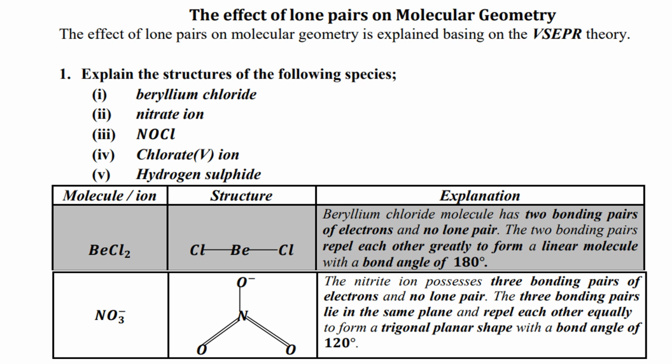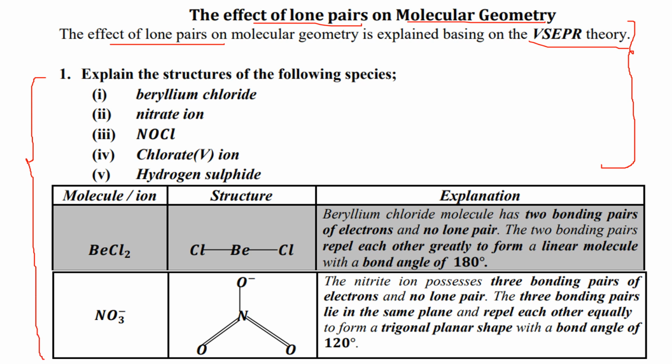So in this video, we are going to be specifically explaining the effect of lone pairs on the molecular geometry of different shapes. And we are going to be saying that the effect of lone pairs on the molecular geometry is going to be explained by VSEPR theory. In the previous video, we looked at VSEPR theory as the theory enabling us to draw the shapes and structures of different molecules or ions. So this video is presented to help and guide us in explaining how the different shapes come about.